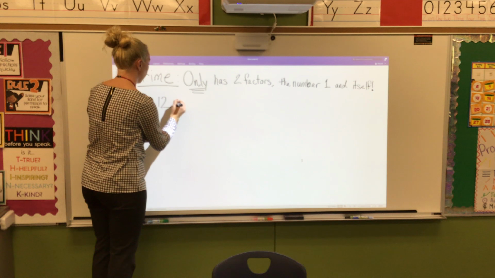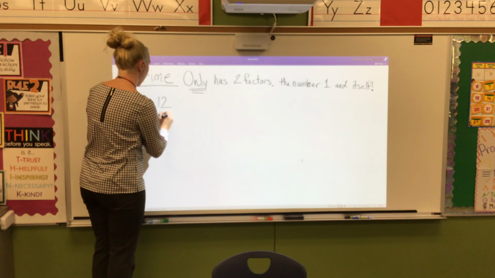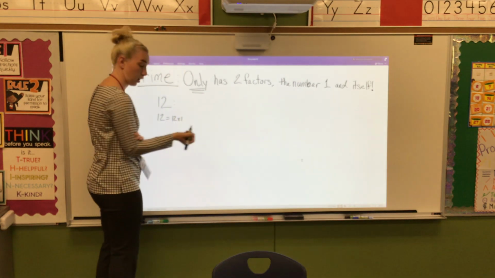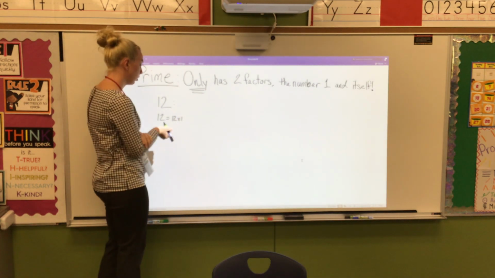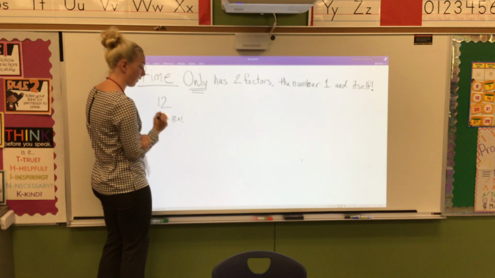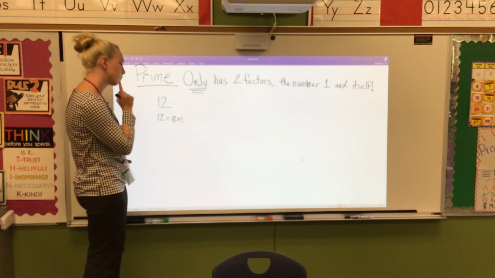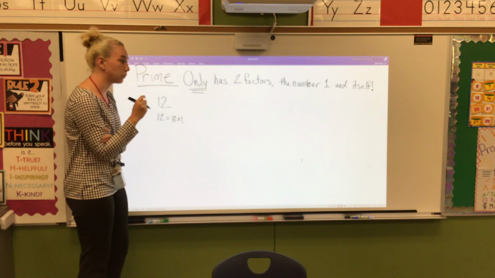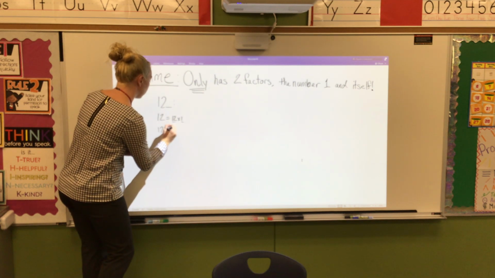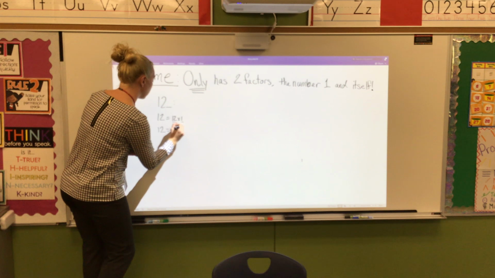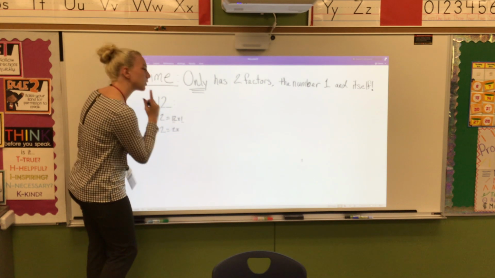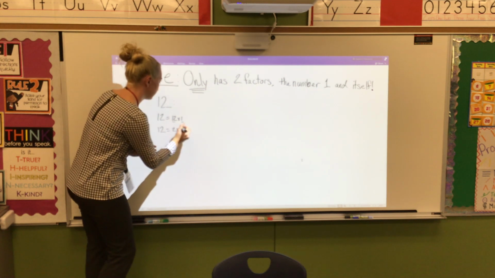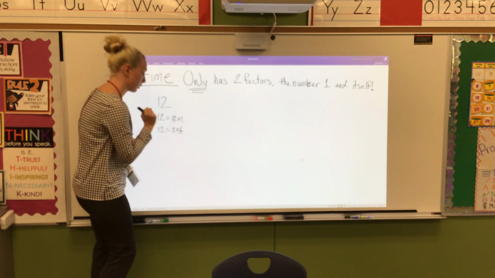12. How can I make 12? Well, I can make 12 by doing 12 times 1, right? I should know that one. So right away I have 12 and 1 as factors. It's an even number, so I should be able to divide it by 2, which means 12 should equal 2 times, can anybody think about it? 2 times 6, very good. So 2 and 6 are factors.